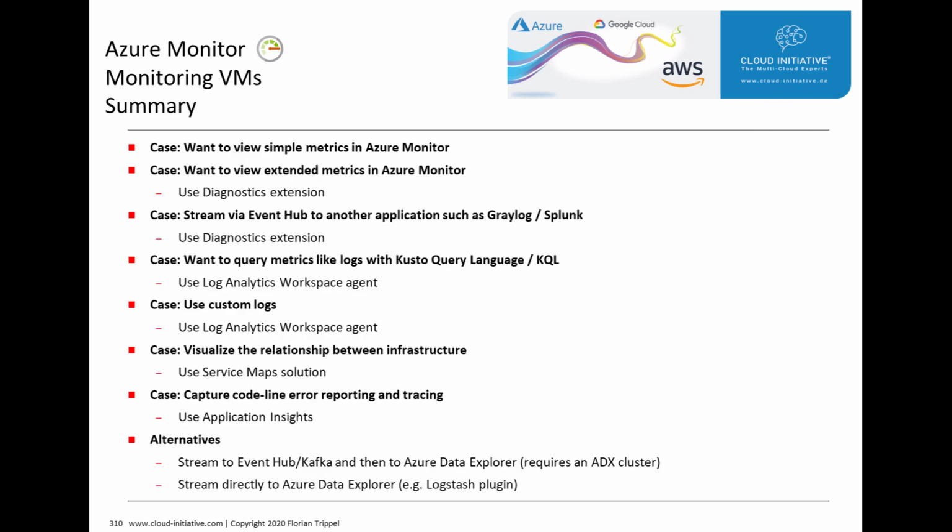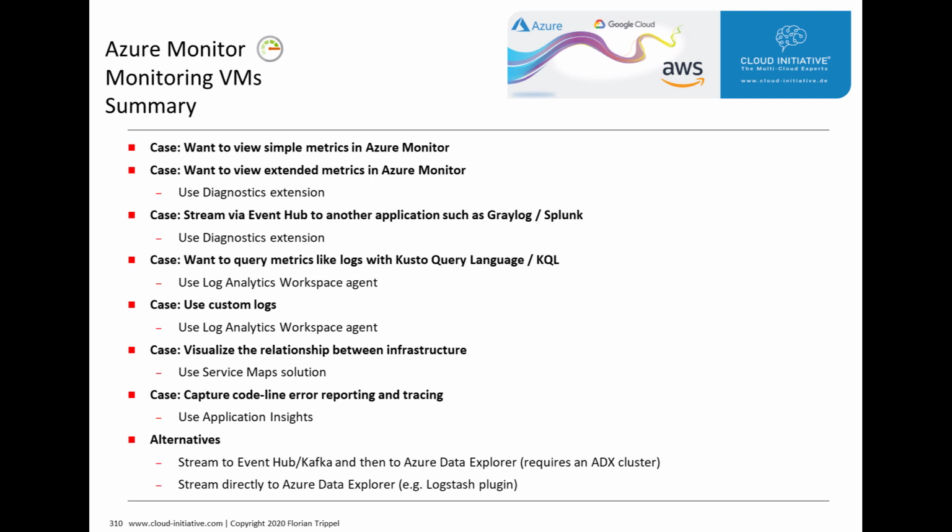Okay, let's have a quick summary and recap of what we just learned. In case I want to see metrics like CPU or hypervisor level metrics, I do not need to install anything on the VM. I could just go to Azure Monitor and view the metric. But given I want to view non-hypervisor level metrics such as memory, I would have to install the Azure Diagnostics extension on the VM first. When I want to stream standard logs and metrics to an event hub and then to Graylog or Splunk, I would use the Diagnostics extension as well.